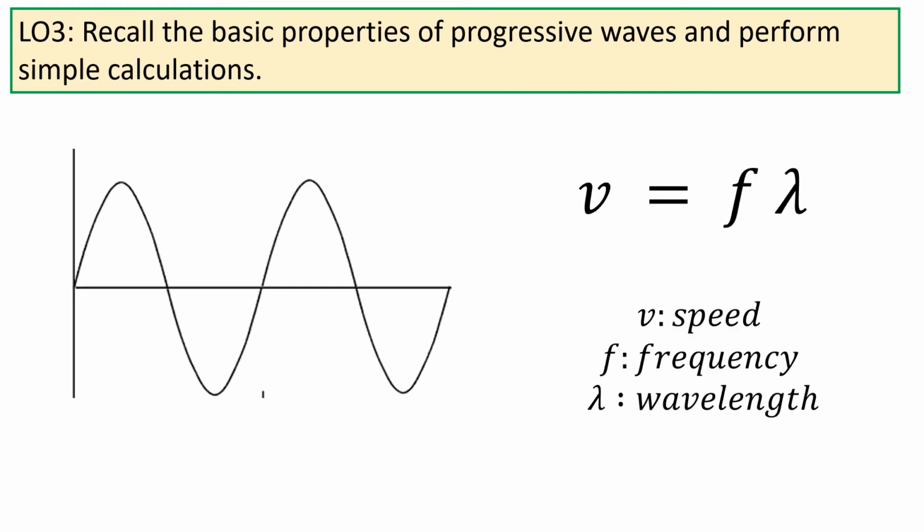The final property we should discuss today is wave speed. The speed of the wave also has an equation. It's simply equal to the frequency of a wave multiplied by the wavelength.